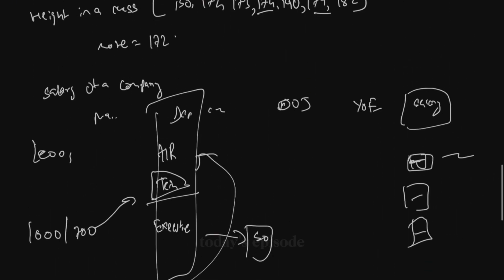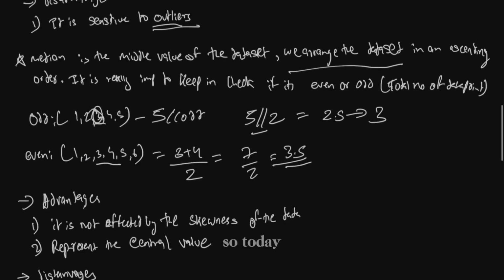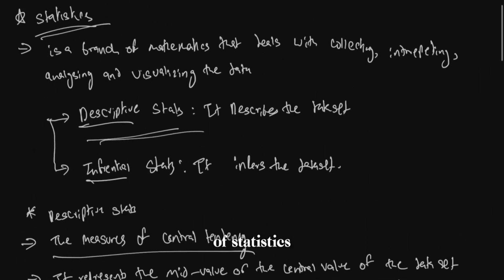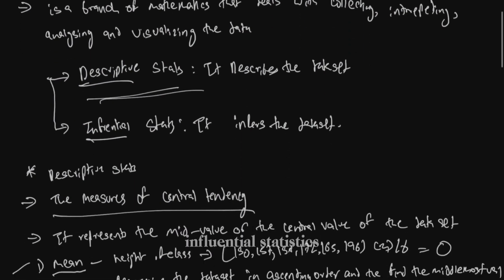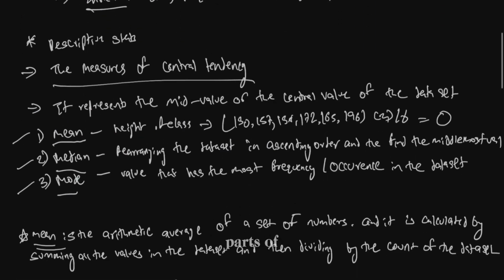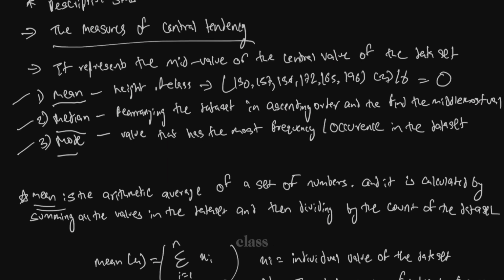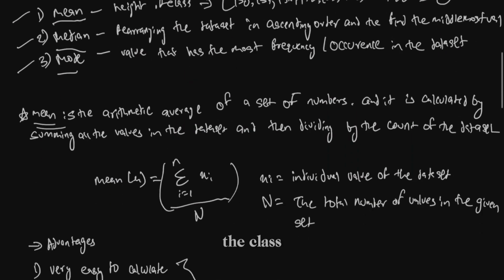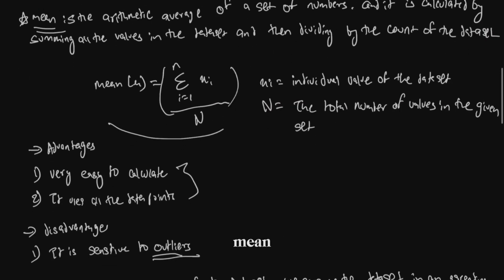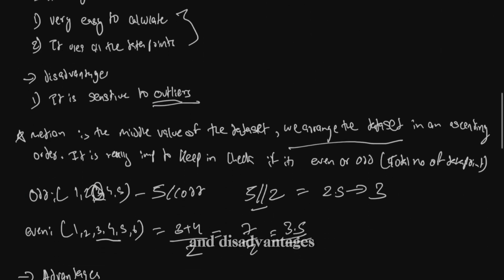I think this is it for today's episode. Today we covered the basics of statistics, descriptive statistics and inferential statistics. We covered the descriptive statistics part of the measures of central tendency, which are mean, median and mode. Mean is the average of the class, median is the middlemost value of the class, and mode is the most recurrent value of the class. Here's the formula for how to calculate mean, with its advantages and disadvantages.